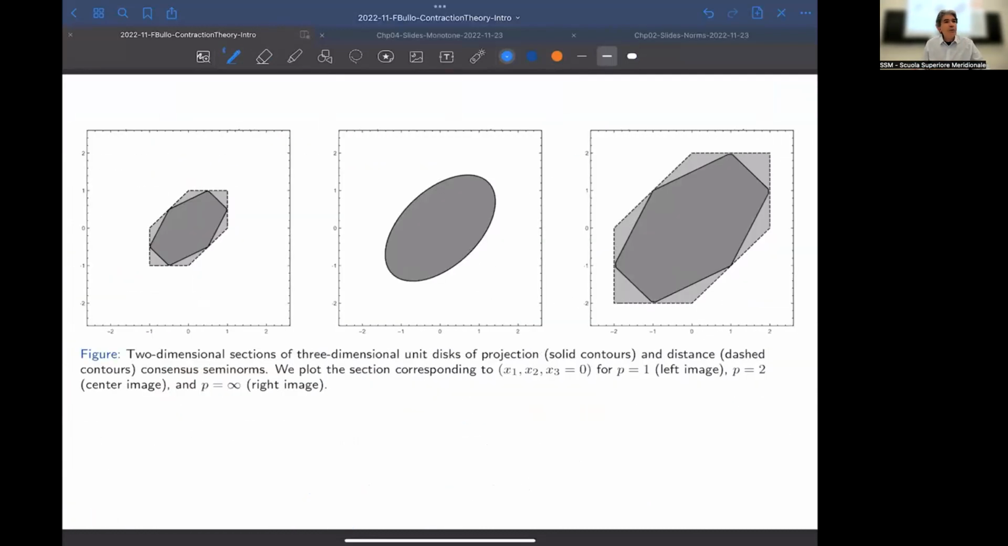And here, if you want to take a picture of a norm, how do you draw a norm? The standard way is to draw the unit disk of the norm, so you get an idea. In this picture, I have drawn the unit disks for P equal to 1, P equal to 2, P equal to 3, for the projection inside and the distance outside.